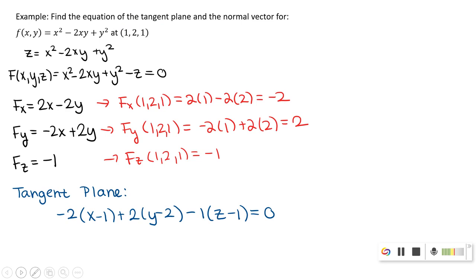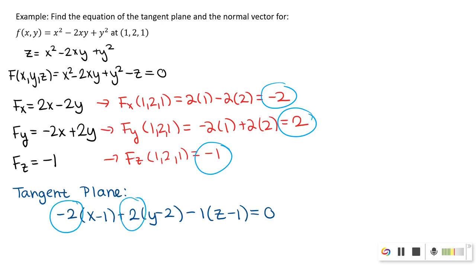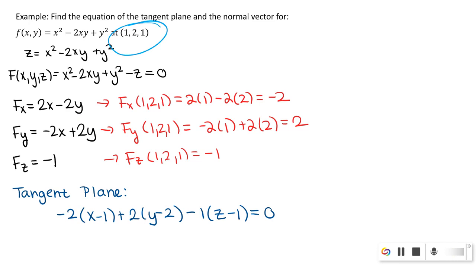And I can just plug those numbers in to get my equation of the tangent plane. So the negative 2, 2, negative 1 become my coefficients. And then the point of tangency is this 1, 2, 1. And so my equation becomes negative 2 times x minus 1, because that's the x value, plus 2 times y minus 2, and then minus 1 times z minus 1 equals 0. And so there's my equation of the tangent plane.